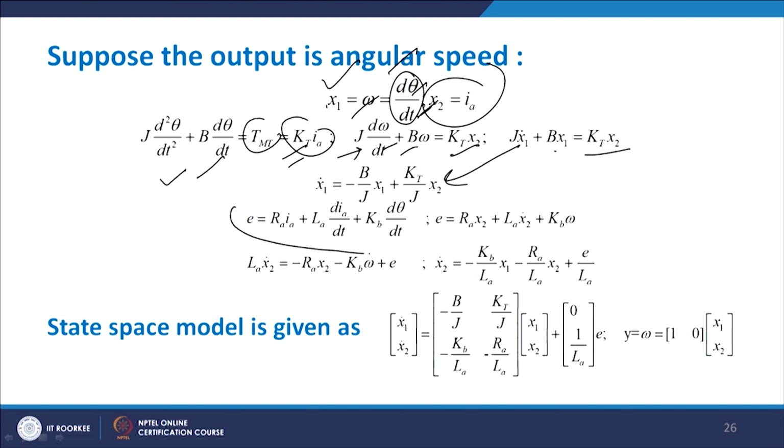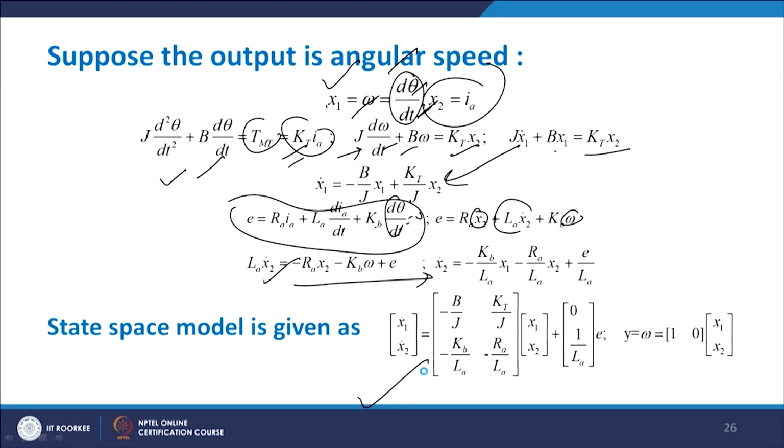Then the equation of the armature circuit: E equals Ra into I, what is I, x2, plus La di by dt, that is x2 dot, plus kb into d theta by dt, which equals omega. So we have written omega, and again we have solved it and got this equation, and from this we have got x2 dot equal to minus kb by la x1 minus ra by la x2 plus e by la. So this is the expression, and the state space model is given like this.